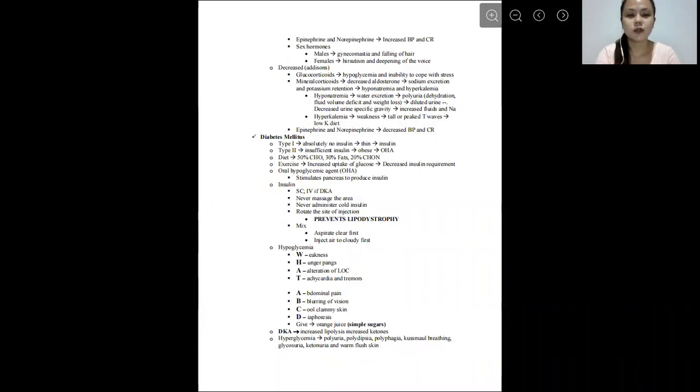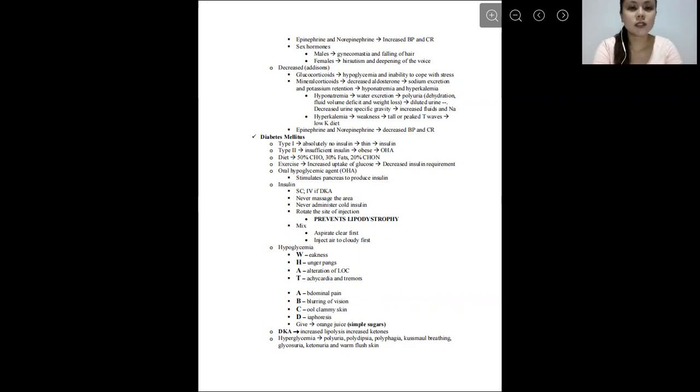So, continuation to the discussion. Diabetes mellitus. Type 1 diabetes mellitus is absolutely no insulin. Our pancreas does not secrete or produce enough insulin to synthesize the glucose in our body. So it is needed to have insulin therapy. The management of it is insulin therapy.